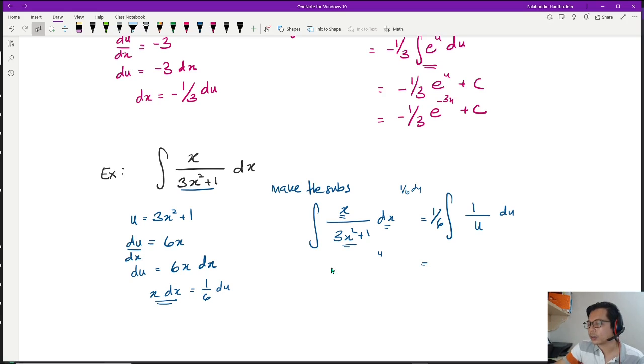So what do you get when you integrate a rational function like this, 1 over u? You will get natural log of u. Make sure you put modulus there, plus c. Okay, and then if you rewrite the whole equation again, what you will get is 1/6 ln of 3x squared plus 1 plus c. Anything inside here is going to be positive anyway, because x squared is always positive, plus 1, that's always positive, so you can leave the answer like this.